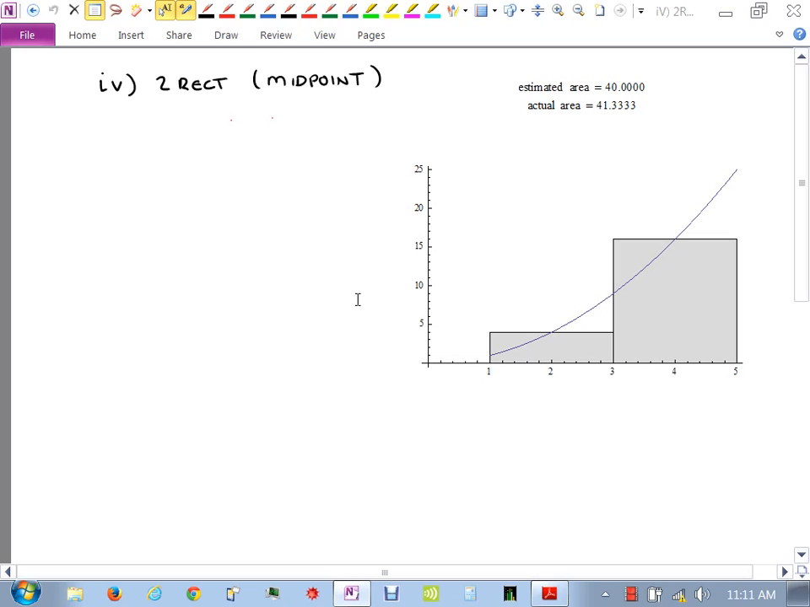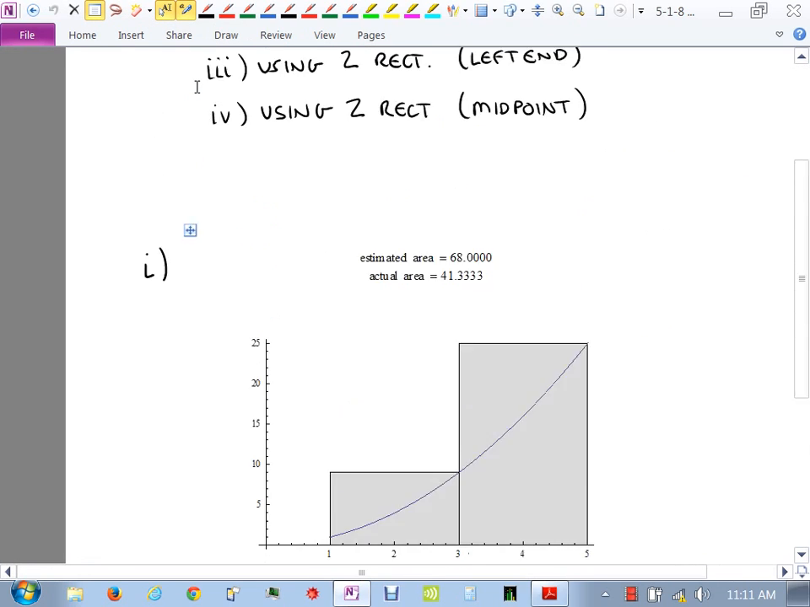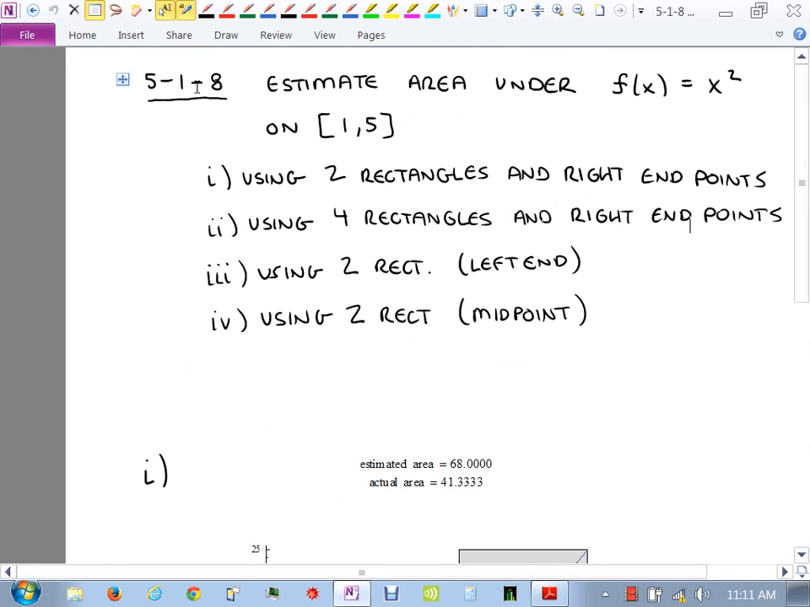The first one is trying to estimate the area under a function using a couple of different methods. We're looking at the function x squared. Everyone keep in mind the function is x squared. We'll look at it on the interval 1 to 5, and we're going to try to estimate its area in these 4 ways.